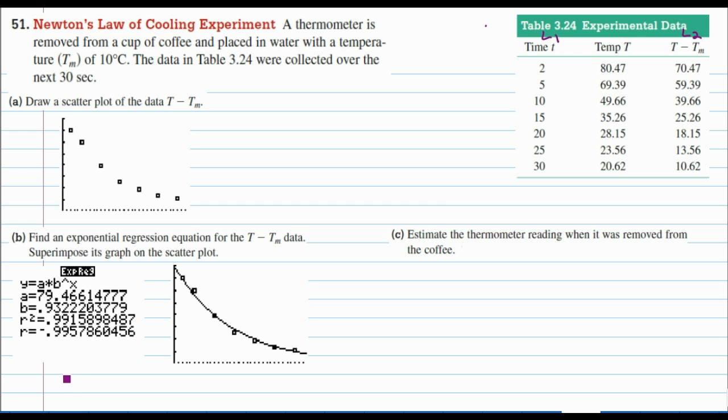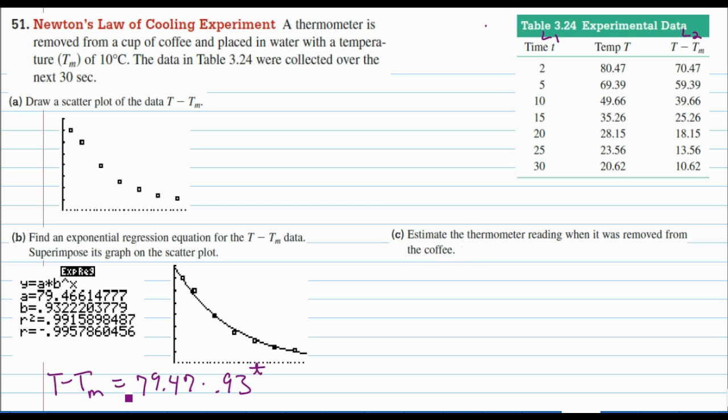My official equation would be y equals, or t, actually the directions ask us for T minus T sub m data, so I'm going to put T minus T sub m equals, which was our y, 79.47 times 0.93 to the t. And then part C asks us to estimate the thermometer reading when it was removed from the coffee. So if the thermometer was removed from the coffee, that was at the very beginning.